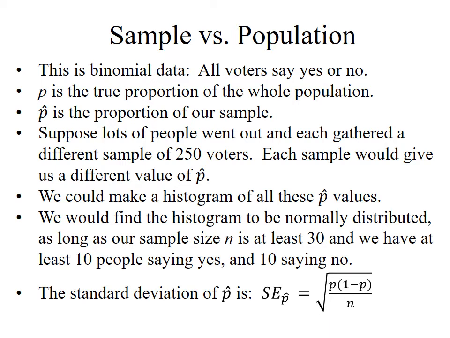And the standard deviation of p-hat, the magical equation, is the square root of p times 1 minus p divided by n, and then the square root of that whole thing.